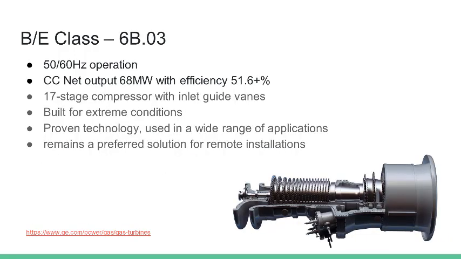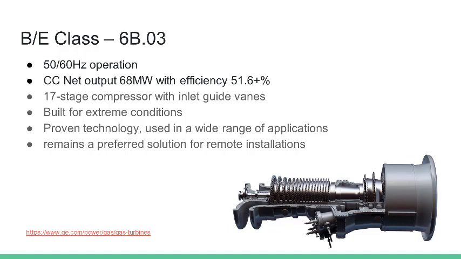In the B class, we have the 6B.03. It runs at 50 and 60 Hz operation with a net output of 68 megawatts with an efficiency of greater than 51.6. It has a 17-stage compressor with inlet guide vanes. This enhances the operational flexibility. It's built for extreme conditions in which it can handle multiple startups and can operate in an island mode. It even has a black start feature which allows it to operate in a volatile grid environment.